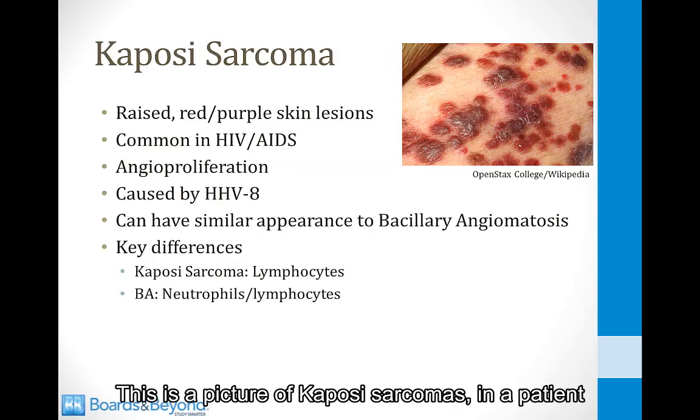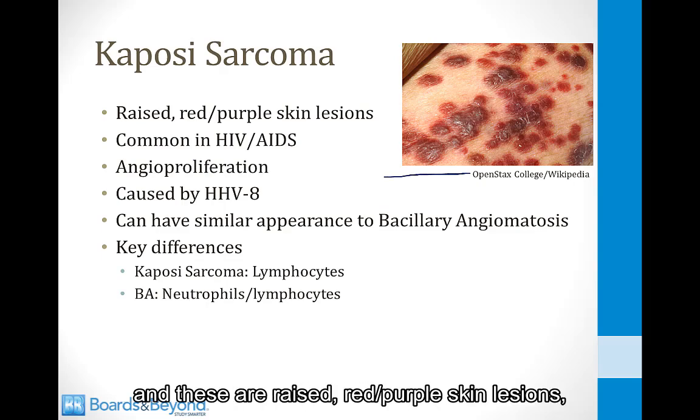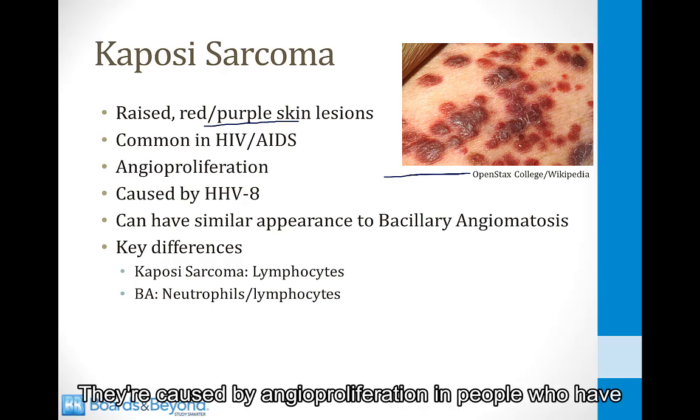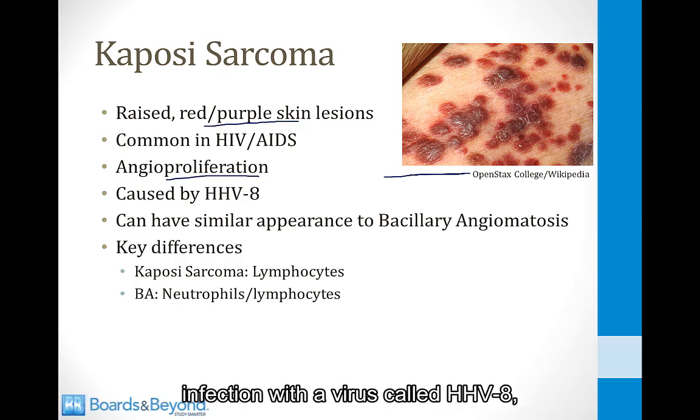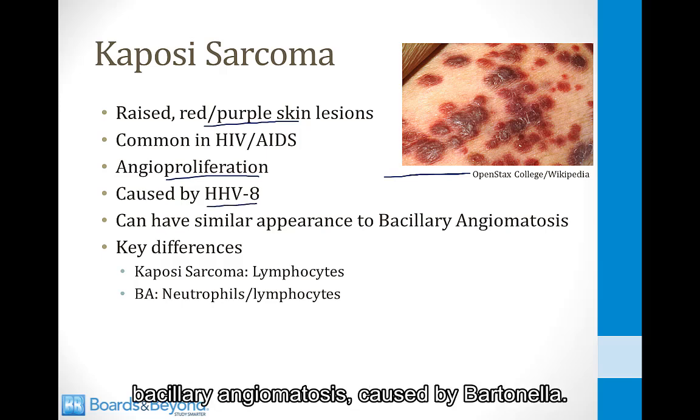This is a picture of Kaposi sarcomas in a patient who has HIV/AIDS, and these are raised red-purple skin lesions that happen when you have end-stage HIV. They're caused by angioproliferation in people who have infection with a virus called HHV8. And they have a very similar appearance to bacillary angiomatosis caused by Bartonella.